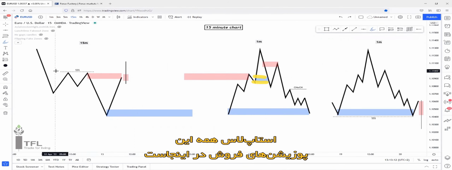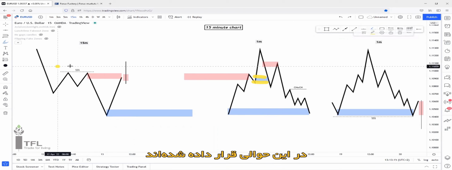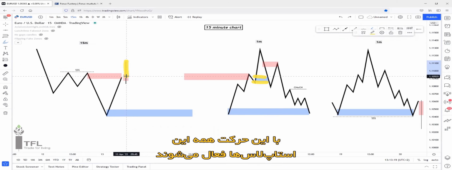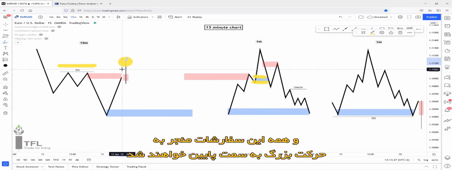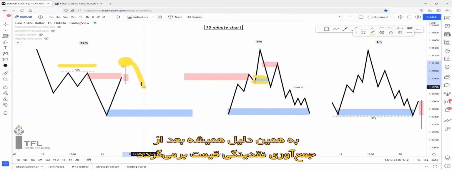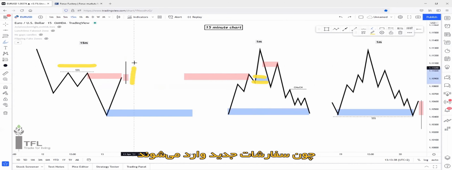All of these short stop losses, placed somewhere around here, will be triggered with this movement, and new orders will be placed into the market somewhere around here. And all of these new orders placed right here will equal a big movement to the downside and a big reversal. That's why it always happens when price sweeps the liquidity, it will always reverse because orders are triggered.